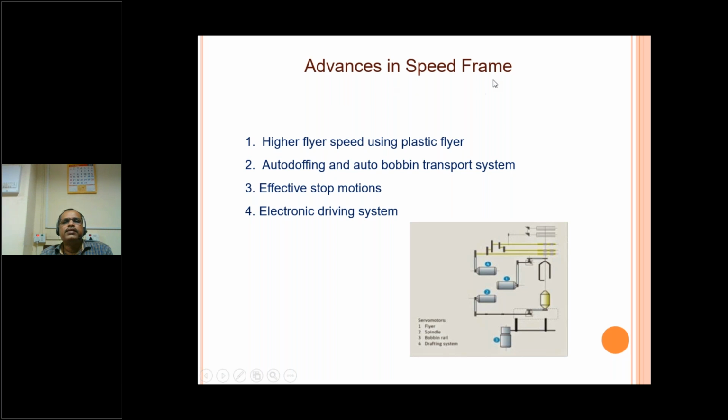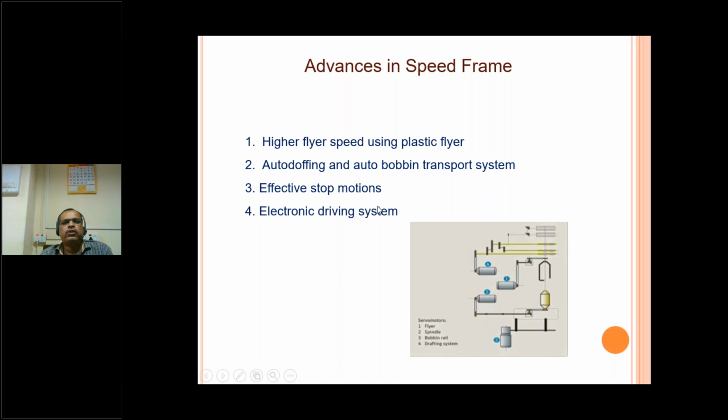So advances in the speed frame. What are the advances now made in the speed frame? Higher flyer speed using plastic flyers. If we reduce the weight of the flyer, the speed can be increased. Auto doffing and auto bobbin transport system. Auto doffing means after a certain length, the bobbin will be automatically replaced with a new empty one, and this bobbin will be automatically transferred to the ring frame section.